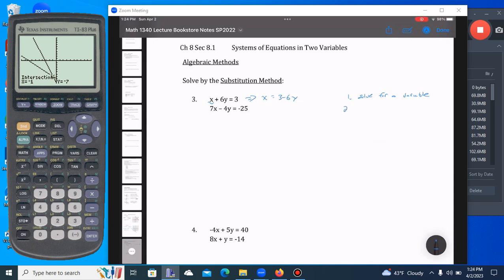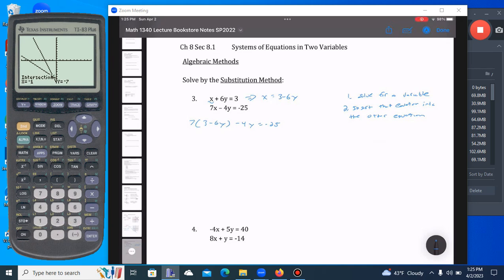And then we insert that equation into the other equation. We insert 3 minus 6y into x in the other equation. This gets rid of the x, and we have now one equation, one variable, and once we find that variable, then we can find x.